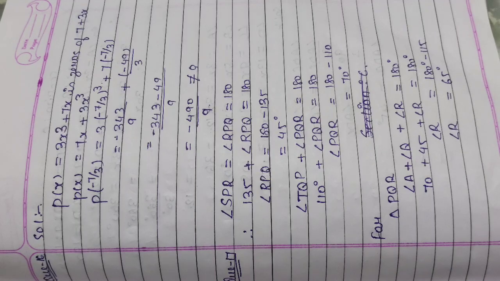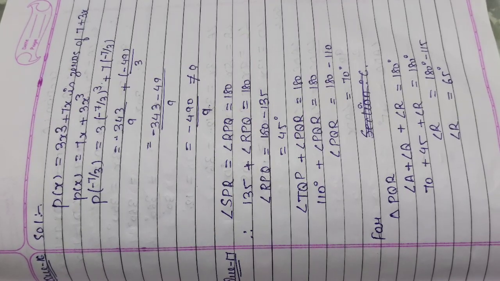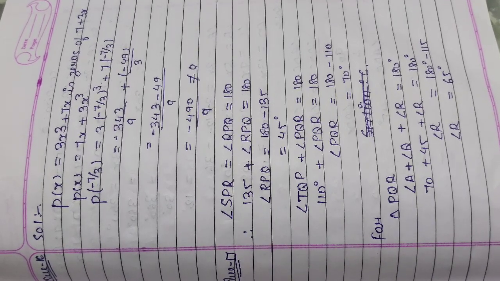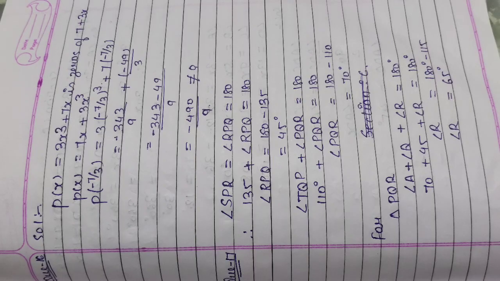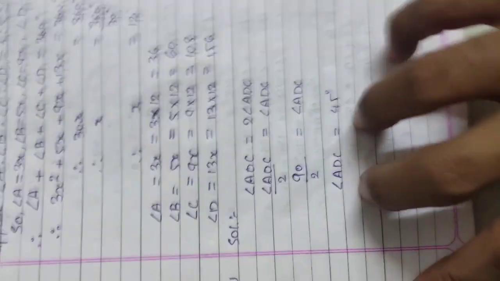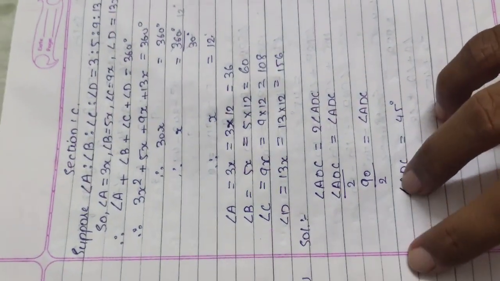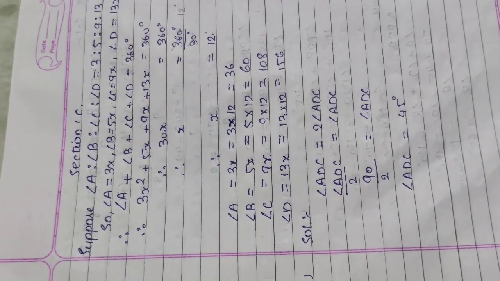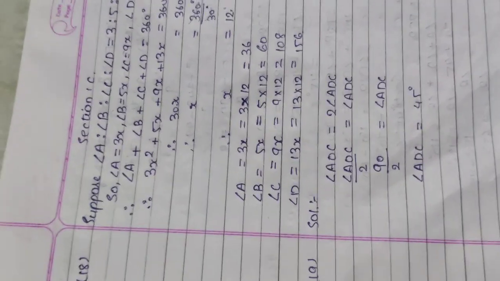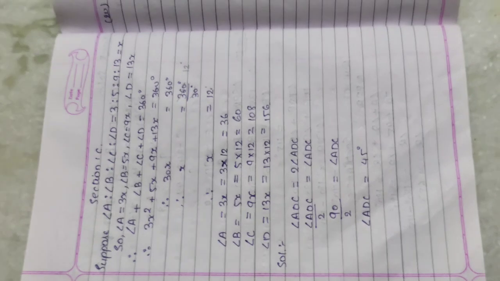Now question number 17. Question number 17 is also a question of geometry. So you can see and understand it is a very easy question. Now I am moving on to question number 18. Before that you can see question number 17. Now we are on section C, question 18. So you can see your question 18.